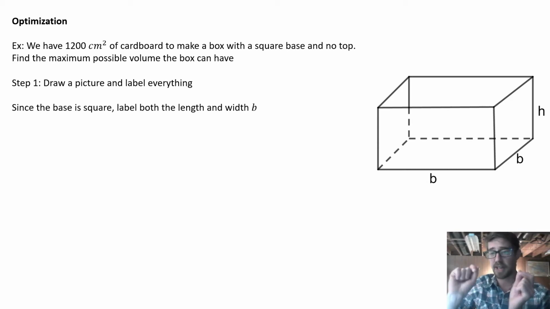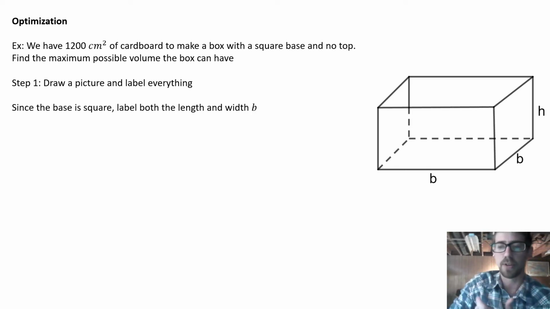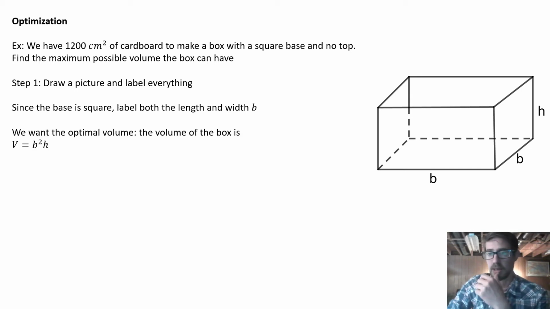So we have to decide on what B should be and what H should be, with the restriction that we have a finite set amount of stuff to make this with. So when we say 1,200 square centimeters of cardboard, mathematically, what is that? Is that the volume, the mass, whatever? No, that's the surface area. So we have a fixed surface area, and we want to maximize the volume.